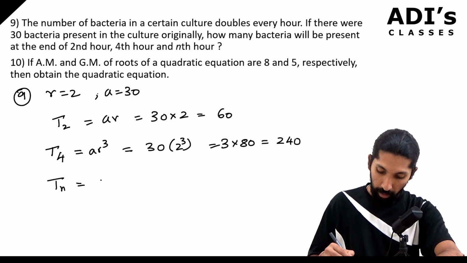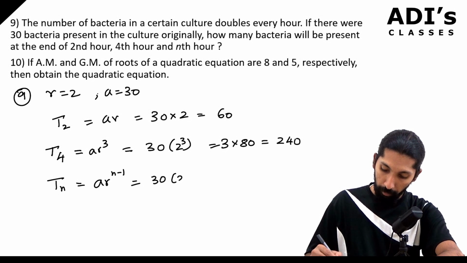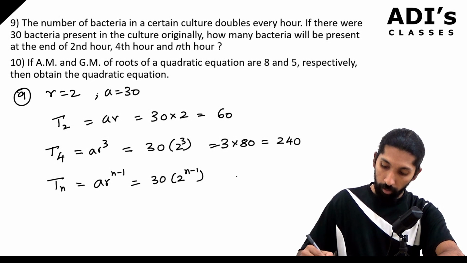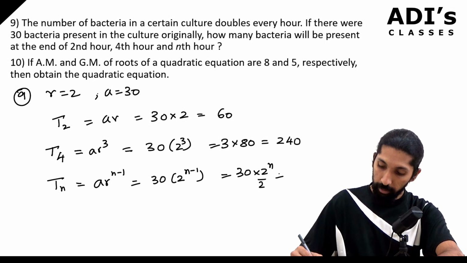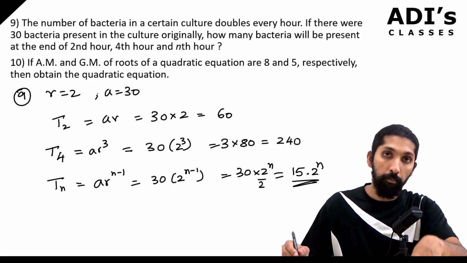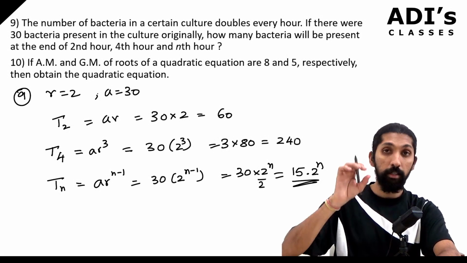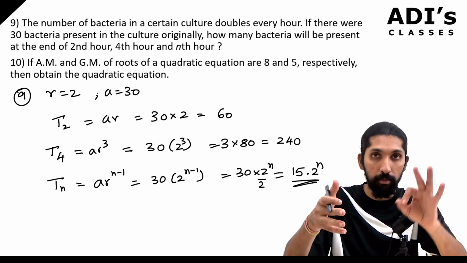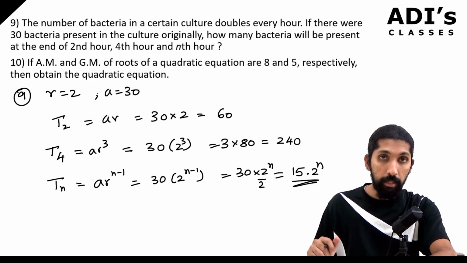Tn, AR power n minus 1, 30 into 2 power n minus 1, or we can also write this as 30 into 2 power n divided by 2, correct? Or 15 into 2 to the power of n. This is going to be the nth hour number of bacteria. Clear? So this is the answer for the ninth one, or these are the answers because there are 3 answers. That's fair enough. Now let's do the 10th one.